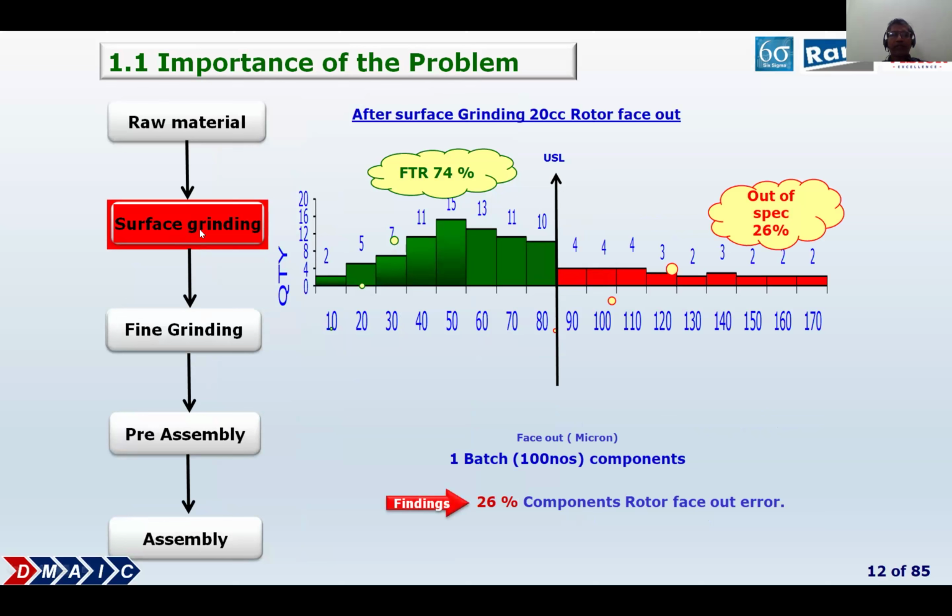You can see that in surface grinding we faced major issues. Here the x-axis shows phase out from 10 microns to 170 microns. You can see almost 26% of our overall production is out of spec. This is causing the major issue, the component rotor phase out error. We are almost getting 26% component rotor phase out issue in our surface grinding process.